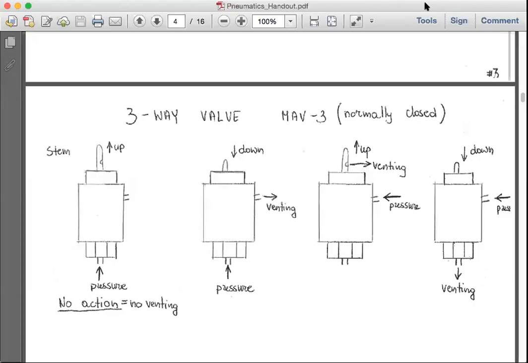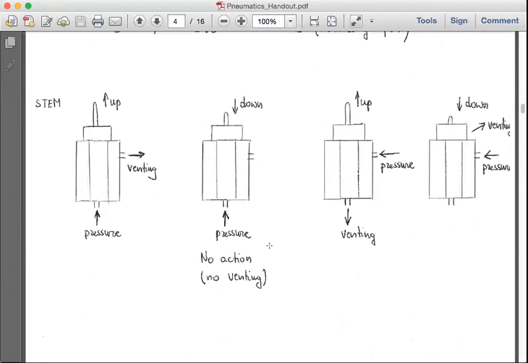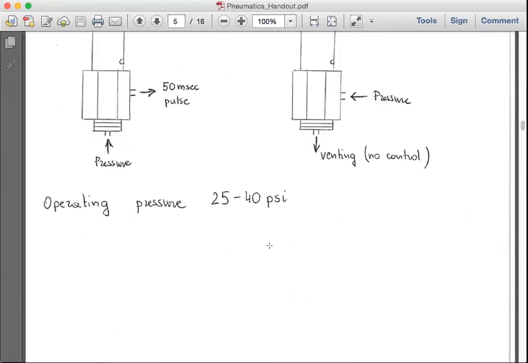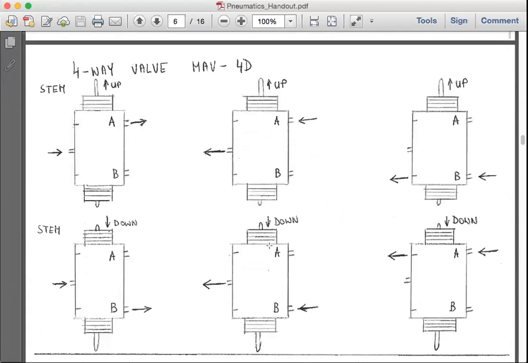Okay, and now you should see that's a 3-way valve. Let us go to the 4-way valve. Okay, and that's MAV4D. So this valve is in the position that we actually have on our diagram in the lab manual, and you have the pressure.